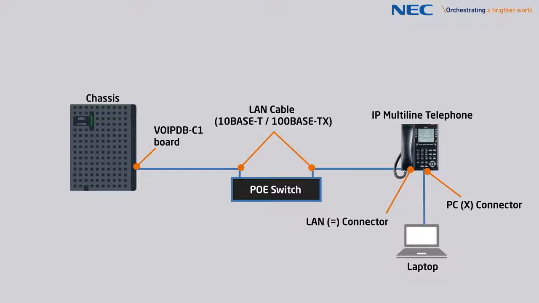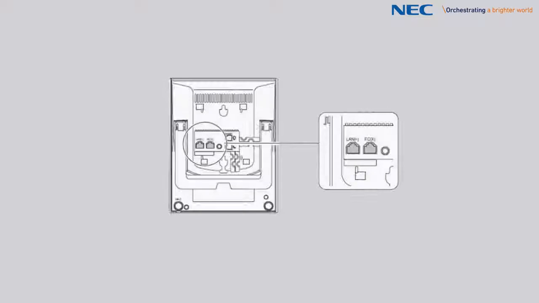IP terminals are connected via a PoE switch. Connect the LAN network cable to the LAN socket of the IP terminal. The terminals have dual Ethernet sockets. Connect the customer's PC to the PC socket.